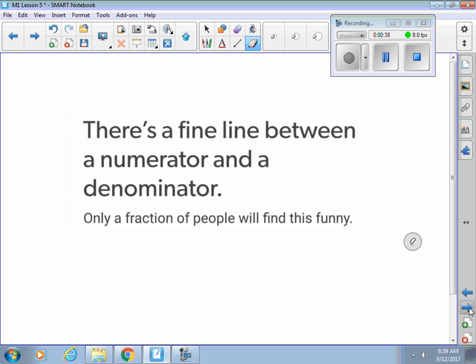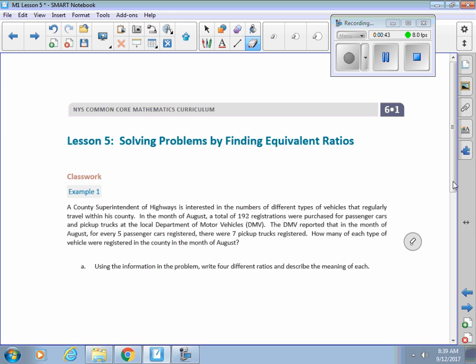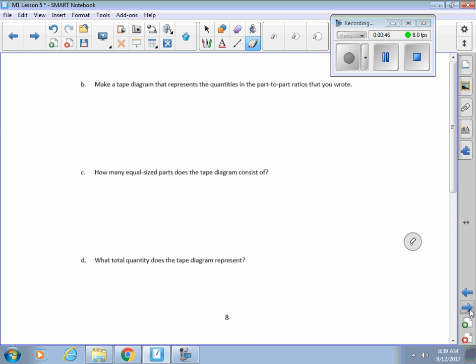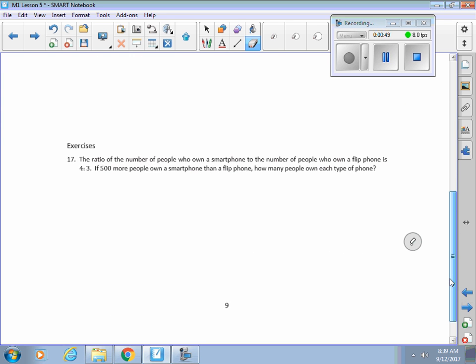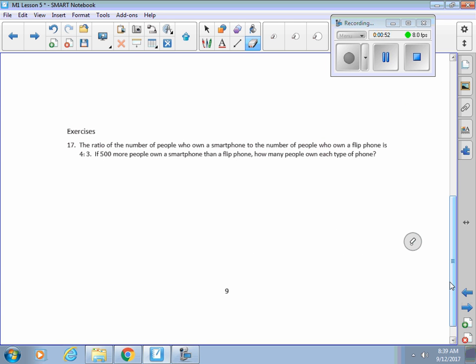We're going to move on now today. We started Lesson 5 yesterday, and I believe we are now on not the first page, which is 8. We are going to go to the bottom of page 9 to do exercise 17. So if everybody could please flip to page 9, that would be great. All right, here we go. It says the ratio of the number of people who own a smartphone to the number of people who own a flip phone is 4 to 3. If 500 more people own a smartphone than a flip phone, how many people own each type of phone?